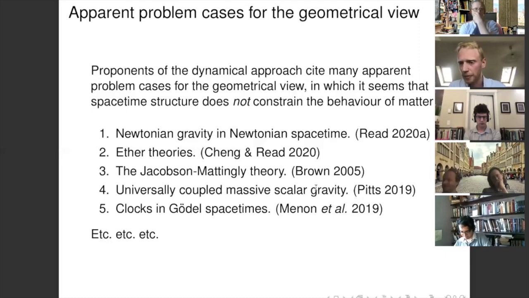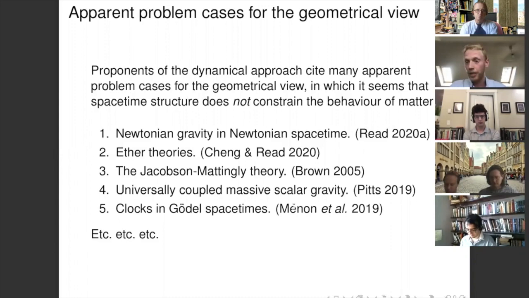We've got this example from Pitts of universally coupled massive scalar gravity. This is a bimetric theory in which you have multiple metrics, and it's not obvious which of those is supposed to be space-time. And so it's not obvious which of those is supposed to be doing the constraining work a la a proponent of a geometrical view. And then the final example is about something in general relativity, so clocks in Gödel space-time. This is something which Tushar Menon and Niels Linnemann, again with us here today, and myself wrote about a couple of years ago. It turns out that clocks do weird things in certain general relativistic space-times, and they might not read off, say, your metric field of general relativity. And so that, again, on the face of it, seems to be a problem case for a geometrical view, because rods and clocks are not adverting to the specified space-time structure. Space-time structure doesn't seem to be doing the constraining work that a geometrical proponent is after.